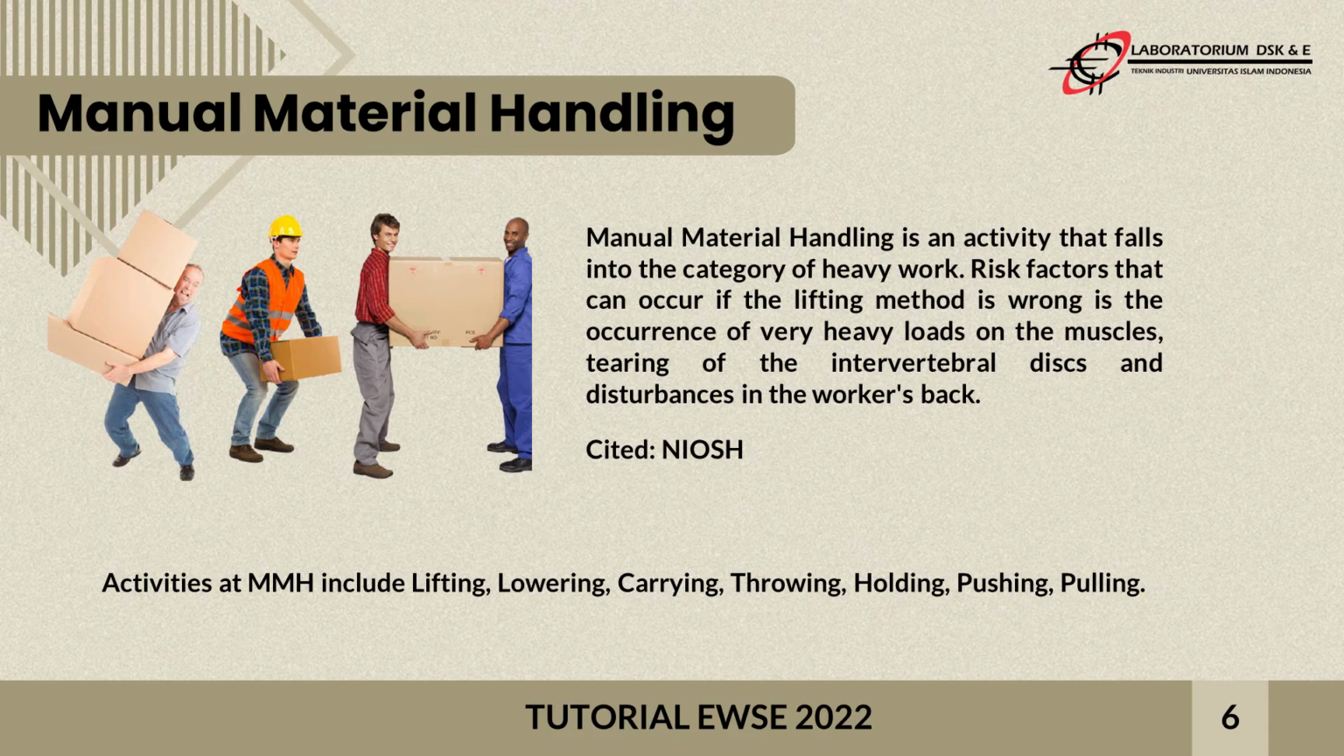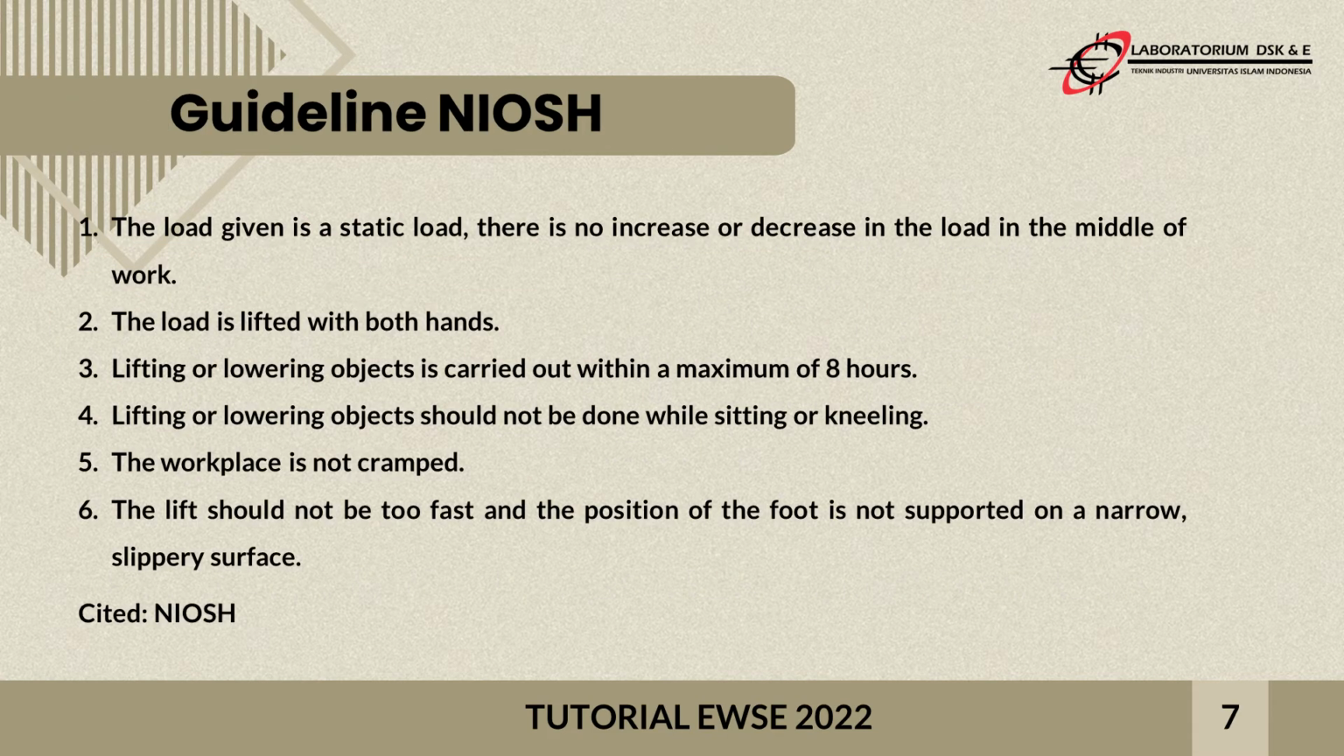Okay. Next, I will explain the definition of manual material handling. Manual material handling is a high-risk activity for the operator. As industrial engineers, we are required to learn manual material handling to be able to find out the optimal value of the workstation for a job and also redesign the operator's work. Manual material handling consists of lifting, carrying, lowering, and pushing. And next, the guideline of NIOSH.